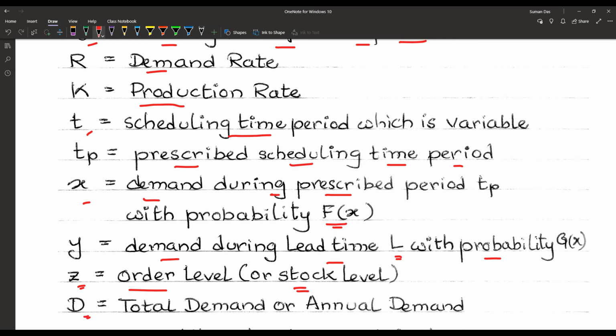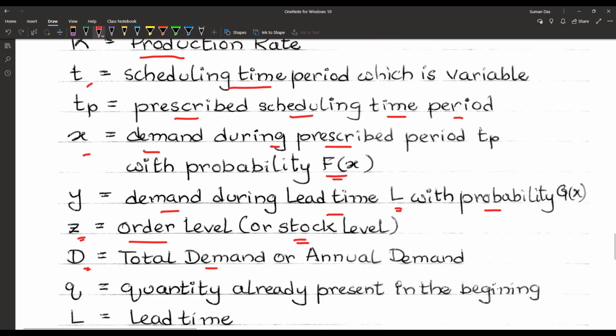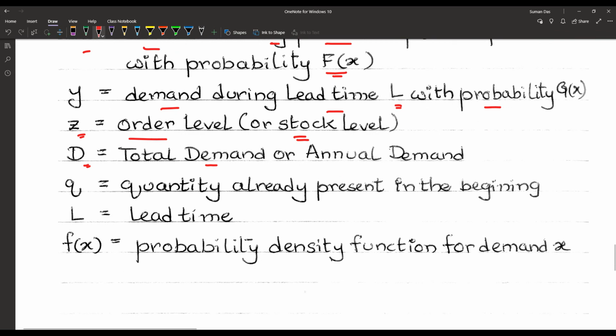Capital D is the total demand or annual demand. Small q is the quantity already present in the beginning. Capital L is the lead time. And small f(x) is the probability density function for demand x. From the next video, we will discuss problems of different models on inventory control.